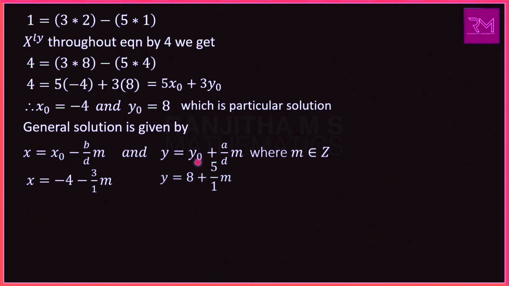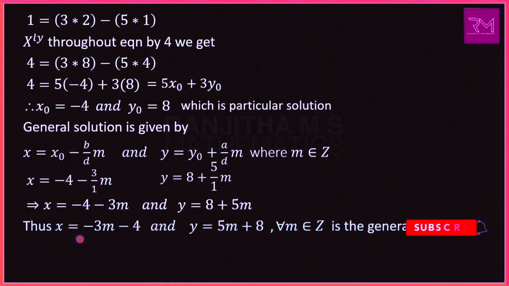Also y is, here y naught is 8 plus a value 5 divided by d which is 1, into m as it is. So we can take this as x is equal to minus 4, here 3 by 1 is 3 itself, so minus 4 minus 3m, and y as 8 plus 5m. Therefore, we can conclude finally that x is equal to minus 4 minus 3m and y is equal to 5m plus 8 for all m belonging to Z is the general solution for a linear Diophantine equation. So this is the procedure to solve a linear Diophantine equation.